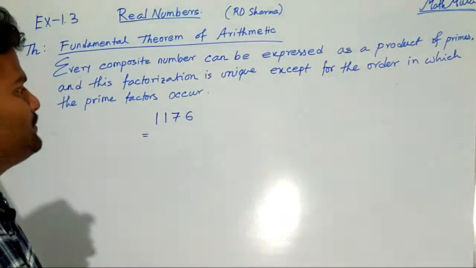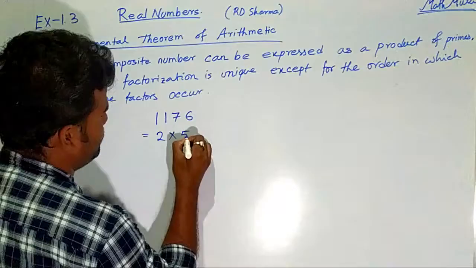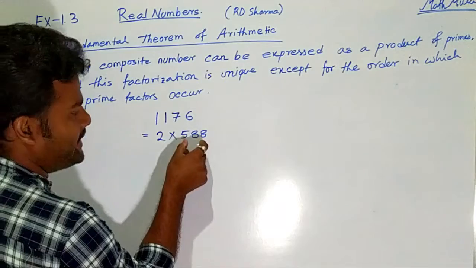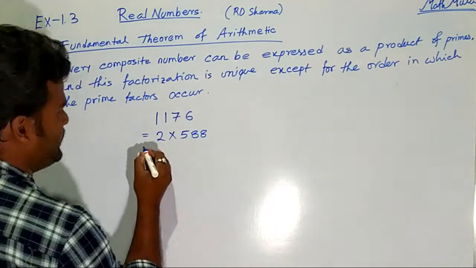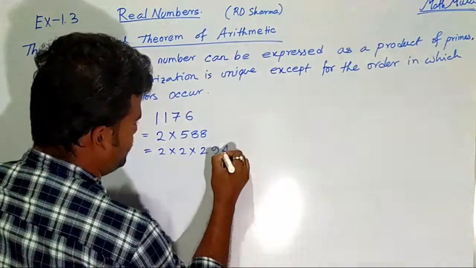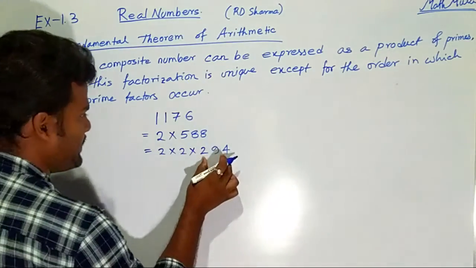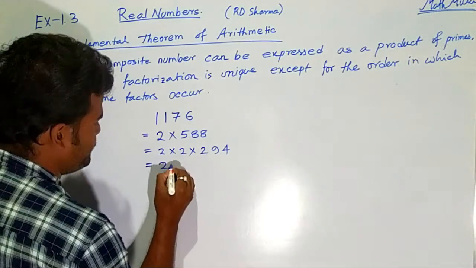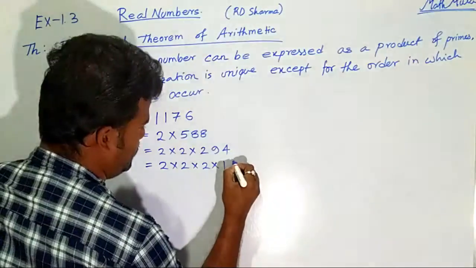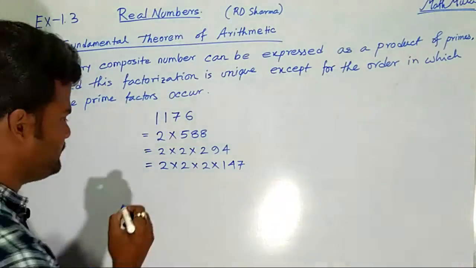Now we express this number as the product of two factors. One is 2 and another is 588. Again, 588 is an even number. Now we express this number as the product of two factors, like 2 into 294. Again, 294 is an even number. Again we express this number as a product of two numbers, 2 into 147.